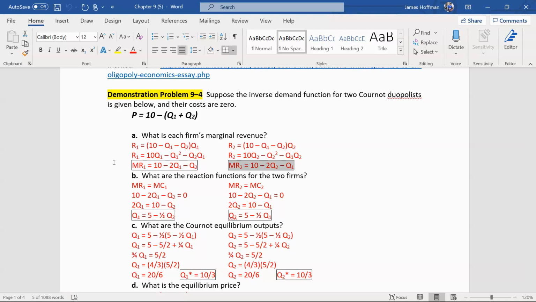So you get 10 minus 2Q1 minus Q2, and from firm 2 you have 10 minus 2Q2 minus Q1. So you should see the symmetry if you do this correctly.